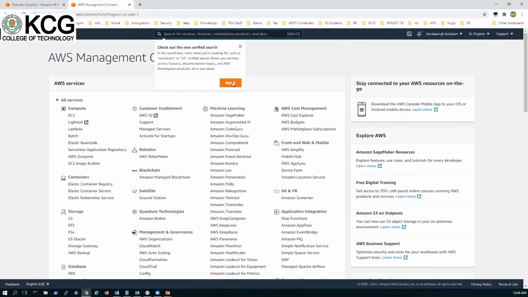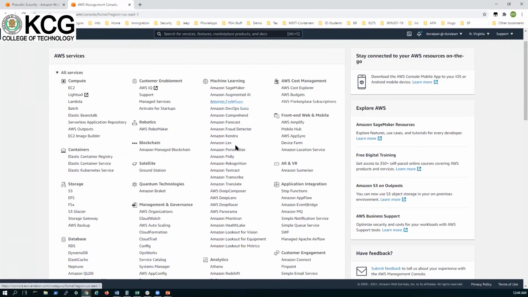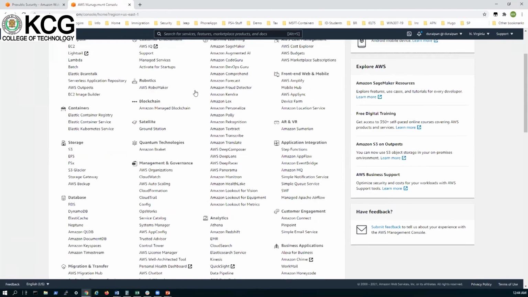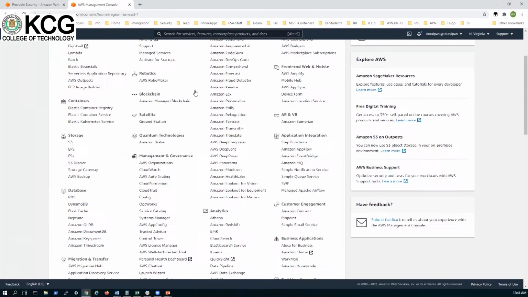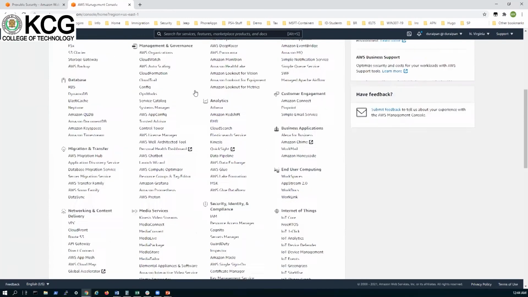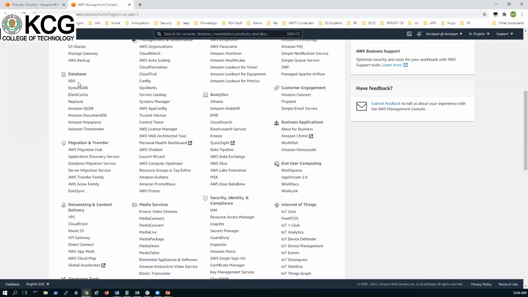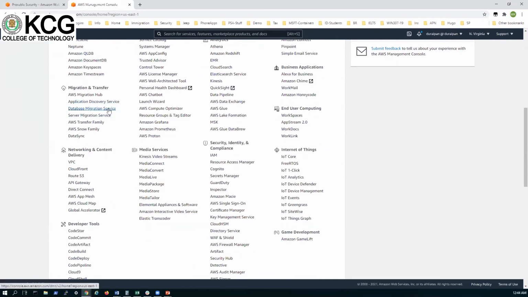So just under machine learning, these are the number of services that we have just under machine learning, right? So this is just the database, relational database. DynamoDB is NoSQL, Elasticache, Neptune is Graph, QLDB, DocumentDB is a backwards compatible MongoDB. We have Keyspaces. We also have a Timestream database, right? And that's just the database part.